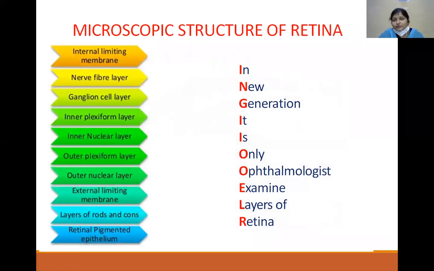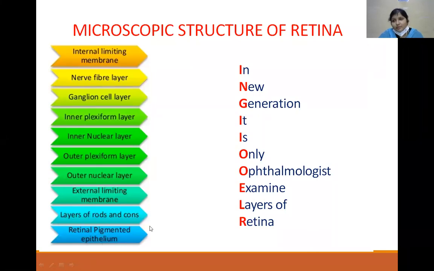Coming to the microscopic structure of the retina. The retina has 10 layers. From inside to out, we have internal limiting membrane, nerve fiber layer, ganglion cell layer, inner plexiform layer, inner nuclear layer, outer plexiform layer, outer nuclear layer, external limiting membrane, layer of rods and cones, and retinal pigment epithelium.